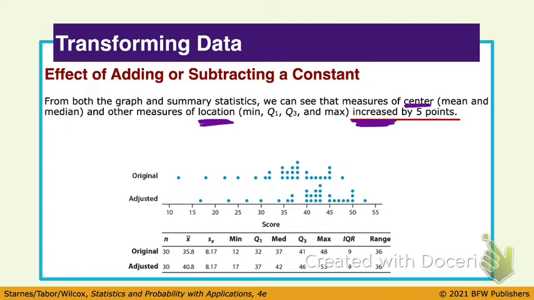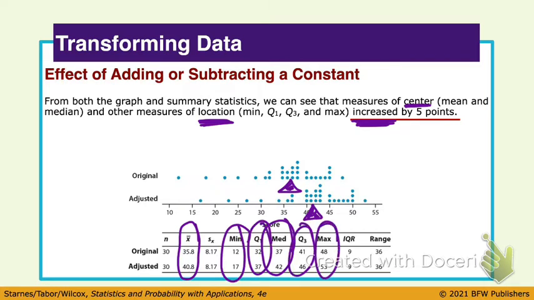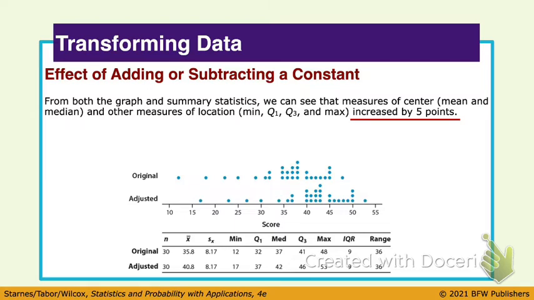So if we look at our mean here, it was increased by 5. If you think about the balance point of this distribution, let's say we balance it right here, then obviously all we're doing is moving that balance point up to right there. So we're increasing that balance point by 5. Our median also moves up. It goes from 37 to 42. And any other location, so minimum, quartile 1, quartile 3, maximum, all of those things, I just increased all of that by 5.